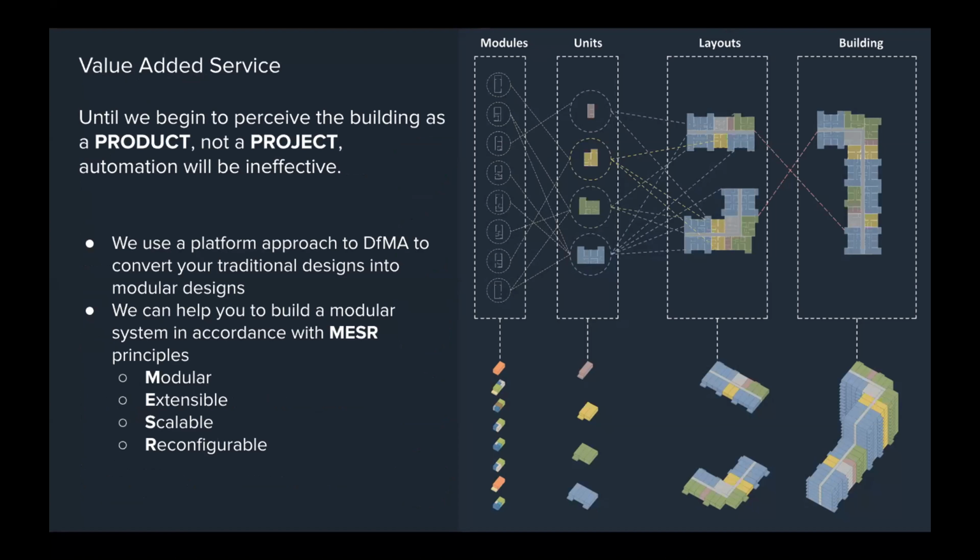So our philosophy is that until we as an industry begin to perceive buildings as a product rather than a project, automation is going to be ineffective. And hopefully the scheme here on the right-hand side shows you this. So this building, you can see it has actually been created from our standardized set of modules. If we didn't have that standardized set of modules, we wouldn't be able to automate this design process to generate a different building. And this is known as a platform approach to designing for manufacturing and assembly. And you see this approach in lots of different industries, like the automobile industry. And this is what we're enabling our customers to do within Creo Modular.